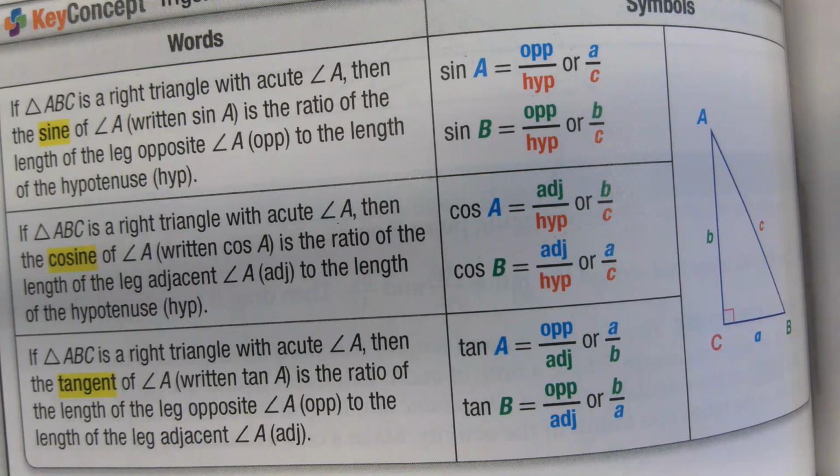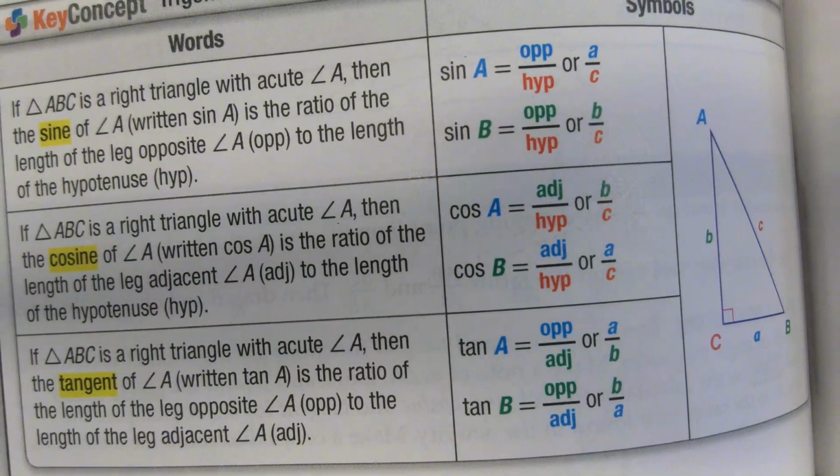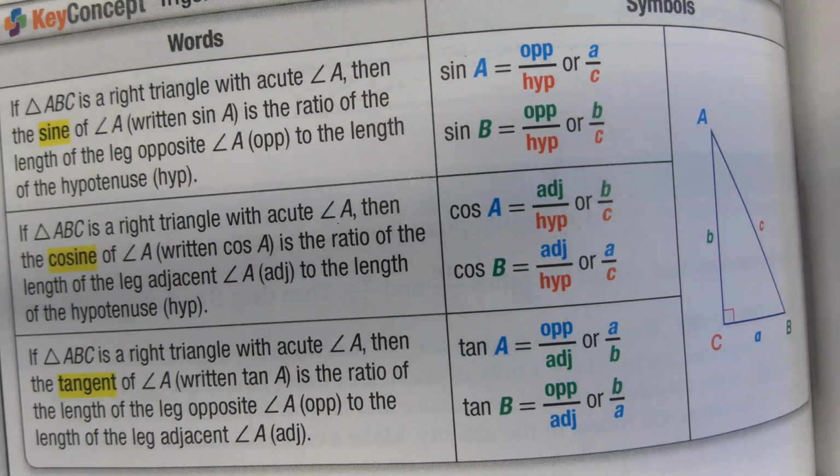There are actually six different trig functions. These are called trig functions. Sine, cosine, and tangent are the ones we're going to focus on today. The other three are secant, cosecant, and cotangent. But today we're going to focus on these three. These three are the main three: sine, cosine, and tangent.